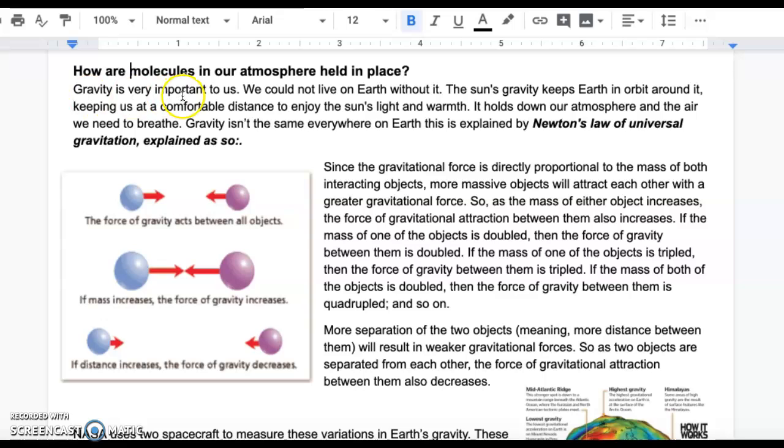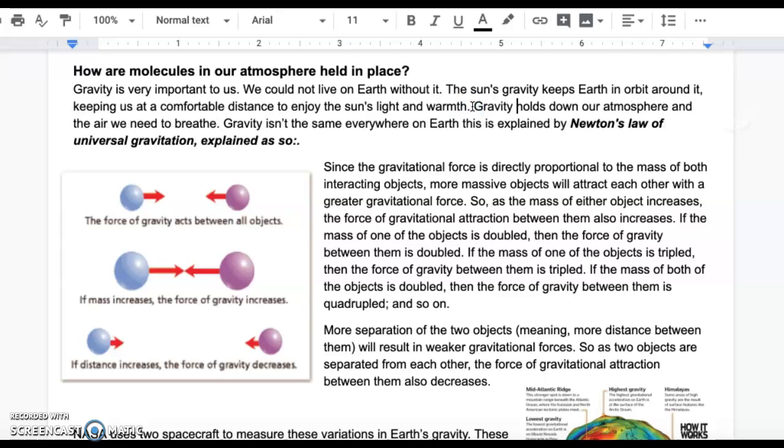Gravity is very important to us. We could not live on Earth without it. The sun's gravity keeps the Earth in orbit around it, keeping us at a comfortable distance to enjoy its light and warmth. It holds down our atmosphere and the air we need to breathe. Right, so let's highlight that.